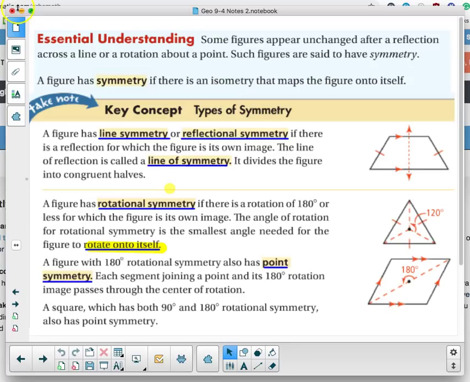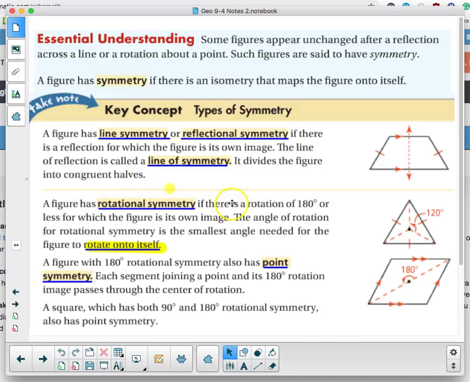So, looking at the first one, line symmetry: a figure has line symmetry, or reflectional symmetry, if there is a reflection for which the figure is its own image. So if I can draw a line in such a way that if I fold my figure on the line, it can be brought back to itself, that is called line symmetry. The line of reflection is called the line of symmetry. It divides the figure into congruent halves.